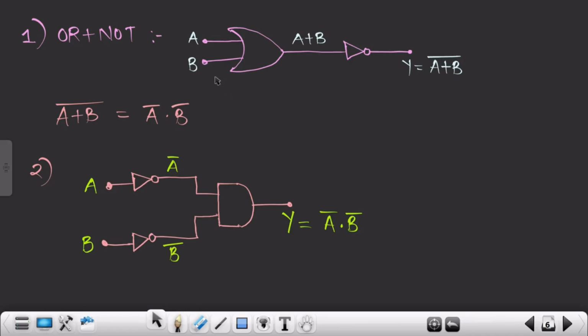traditionally the NOR gate can be implemented by using an OR gate and a NOT gate, connecting the OR gate to the input of the NOT gate, but we can also do it with the help of two NOT gates and one AND gate. As you can see, input A is fed to a NOT gate, and input B is also fed to a NOT gate. The outputs from both NOT gates are connected to the AND gate, and then we get Y equivalent to A bar into B bar. I really hope that you understood this concept.